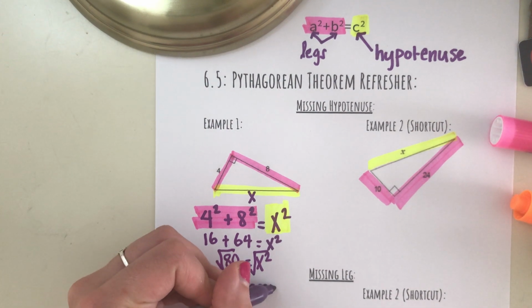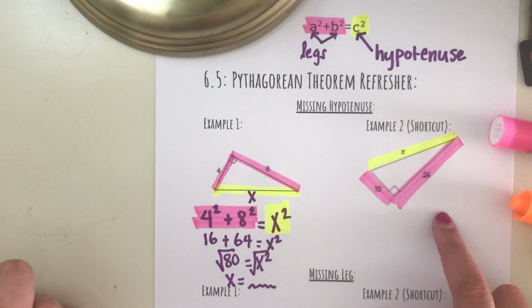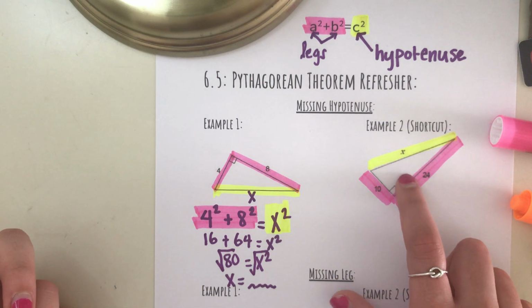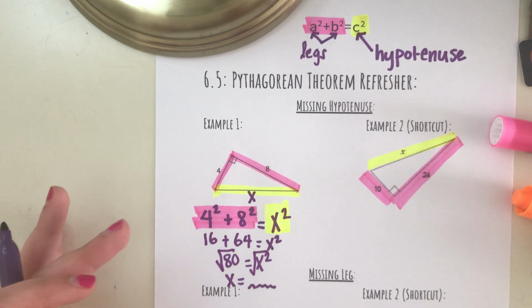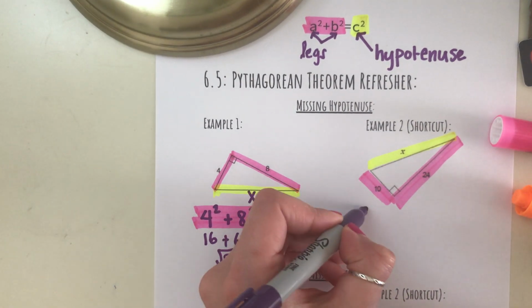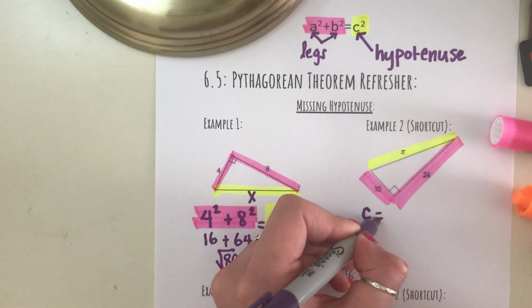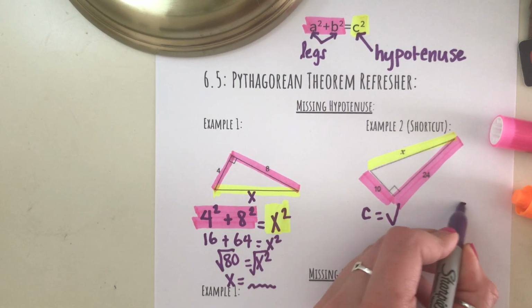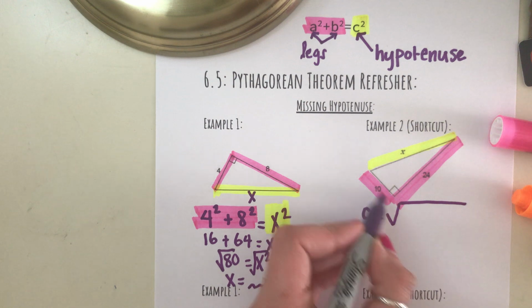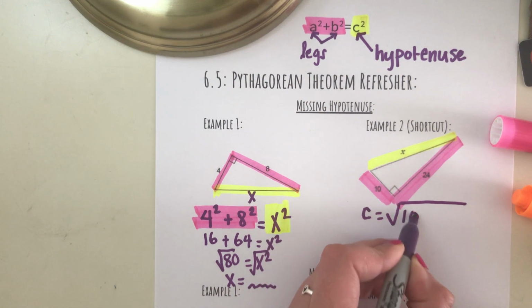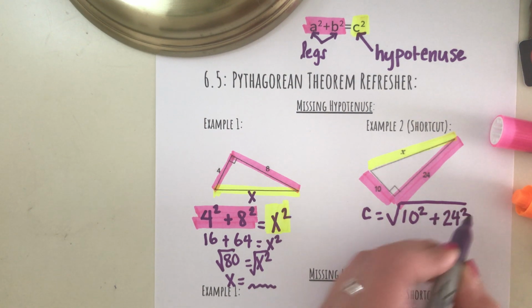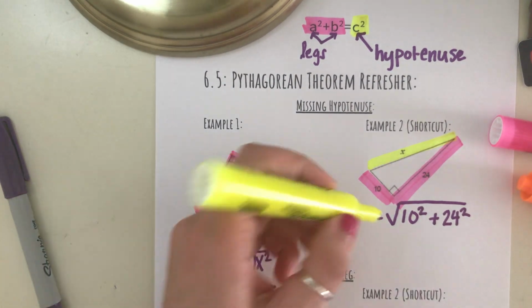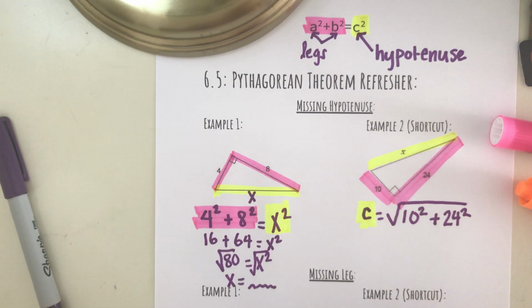Now, on this triangle, I also have my hypotenuse missing, but what I'm going to show you guys is a shortcut. So only use this if you feel comfortable with this idea. And what the shortcut is that the hypotenuse is equal to taking the square root of a leg squared plus the other leg squared. And I'm going to color code it so that we can clearly see. This is my c. And these are my 2 legs.